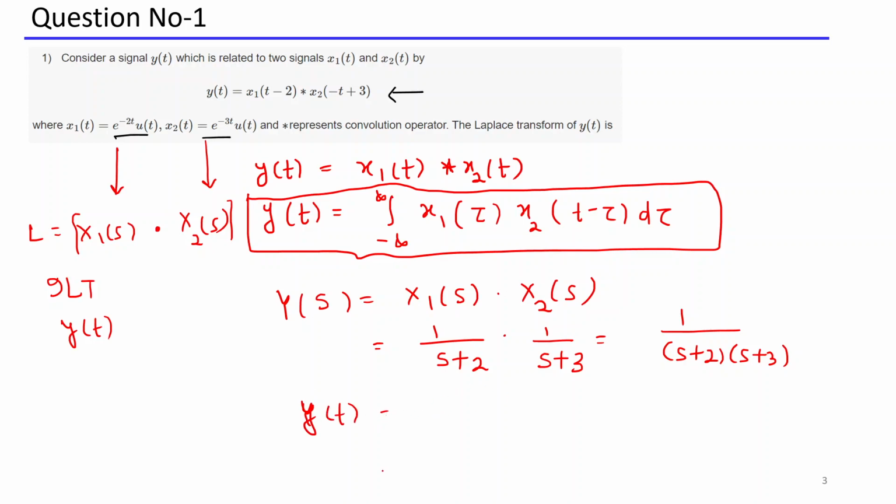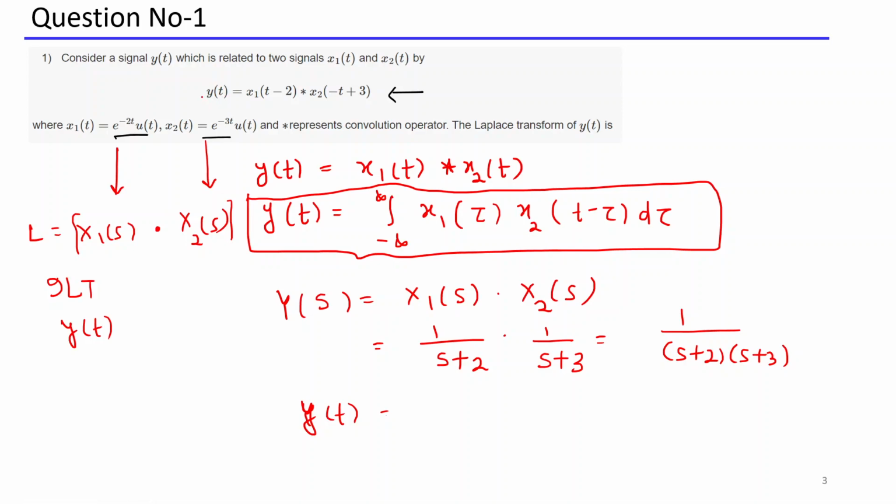You got my point? Everyone? Yes, sir. This is the way you can solve, but sometimes a problem will happen. Suppose the signals are more complex, very critical questions, not easy like e to the minus 2t u of t. In some cases, finding the Laplace transformation is also tedious and very time consuming. But I just wanted to help you find the convolution in the time domain. Okay, so let's do that.